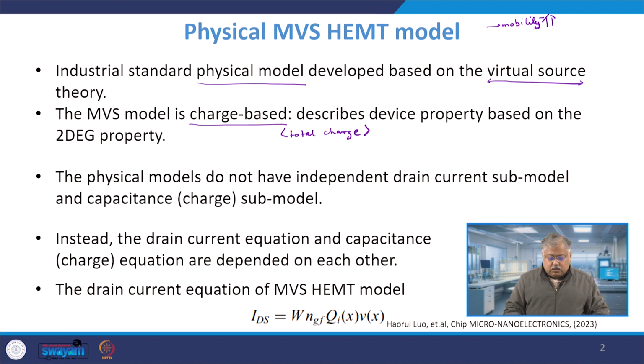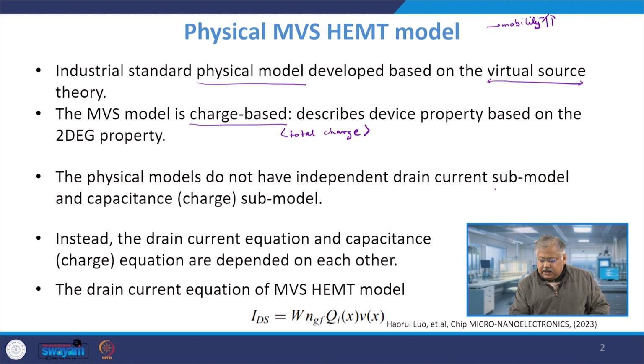Now, however, the physical models don't have independent drain current or capacitance models. What it primarily means is that there is a dependency between the capacitance, which is coming out of charge, and the drain current. So they are not two independent models, but two dependent models in the physical models which we choose for HEMTs. These are referred to as submodels.